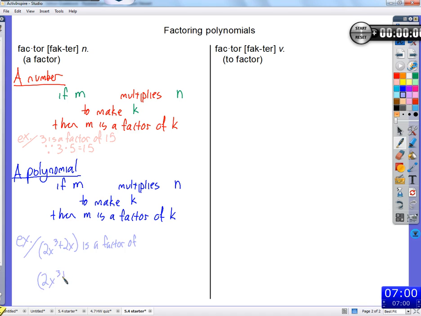2x cubed plus 2x multiplied by something else, some other polynomial. So what's another polynomial? Keep in mind, we're going to have to multiply these together, so you might want to keep it simple. Any polynomial will do. x plus 2. Real simple polynomial.